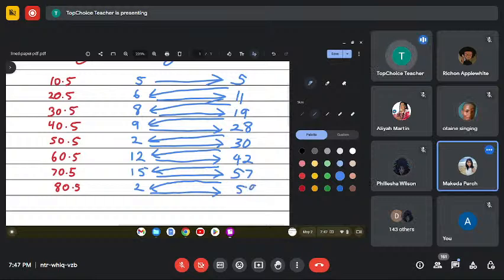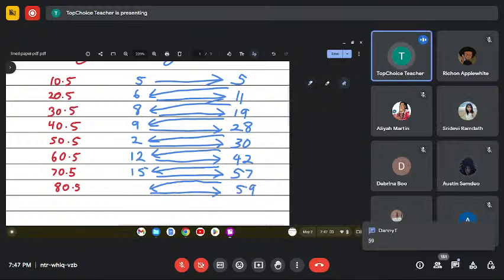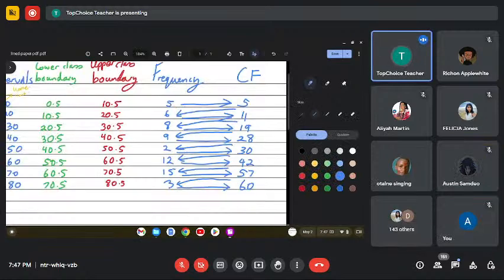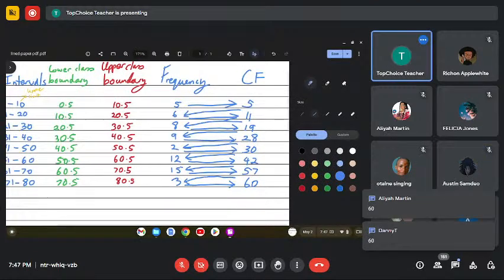59. I should have probably put it at 3. Let me make this 3 now. It's bothering me, right? 3. So it'll become 60. The 60 students would have written this exam. So this is easy. Everybody agrees? Relatively easy? Yes, sir. Now, what trouble starts, sir?